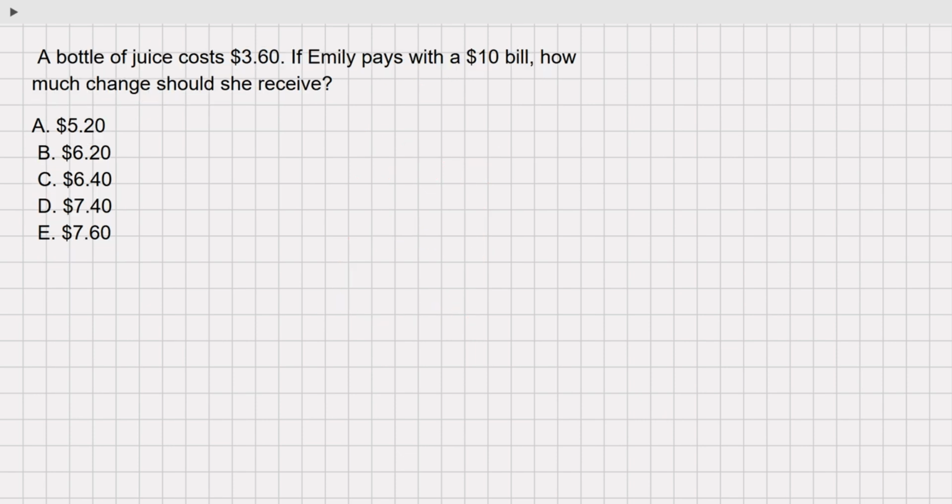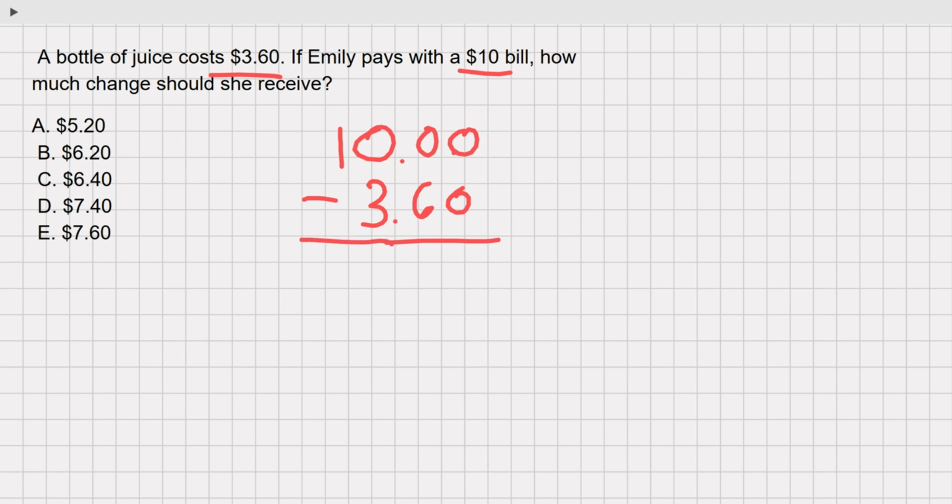Anyway, let's move on. A bottle of juice costs $3.60. If Emily pays with a $10 bill, how much change should she be receiving? This is a simple subtraction problem. Remember, this is just one computation, or one operation computations. This is as simple as it gets.